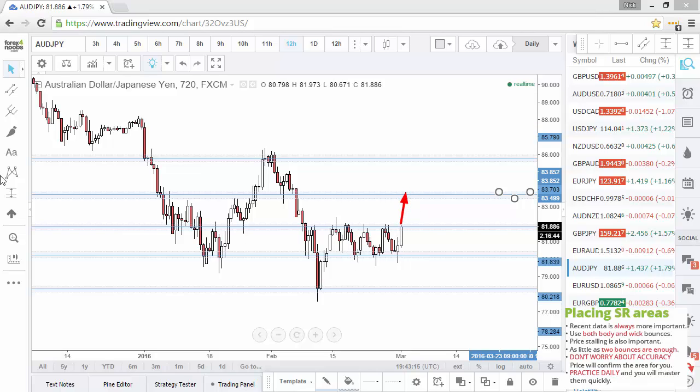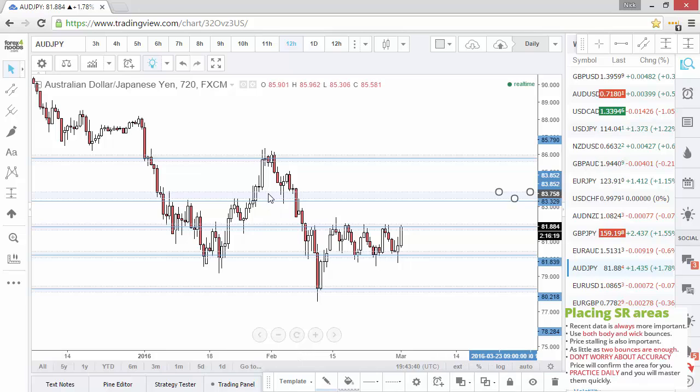Or it's going to say, hey, Nick, you suck. You placed that support resistance area wrong. I'm just going to cut straight through it. I don't care, but price is going to confirm it for me. So I'm not too bothered with getting it accurate the first time.